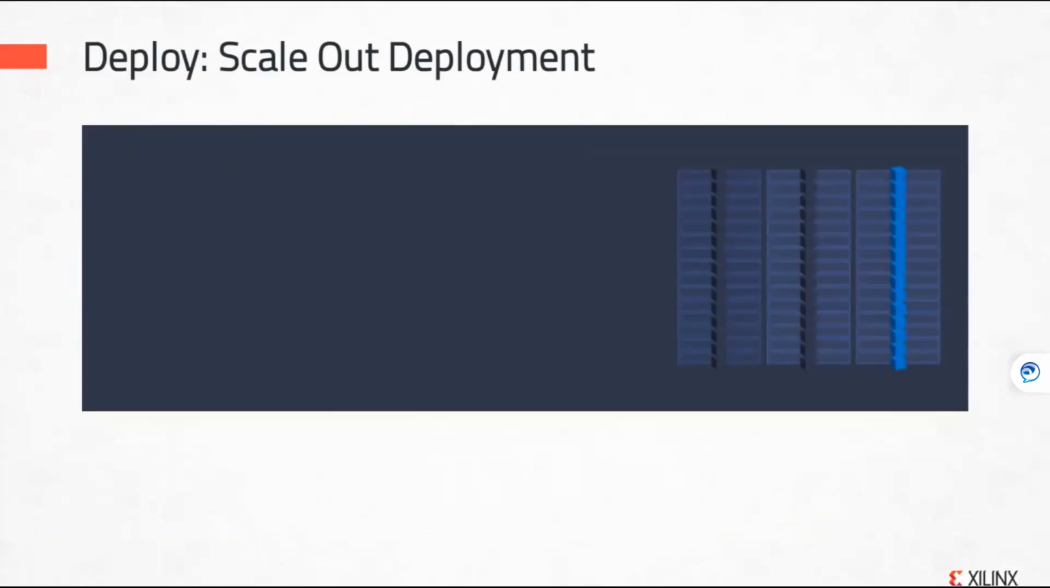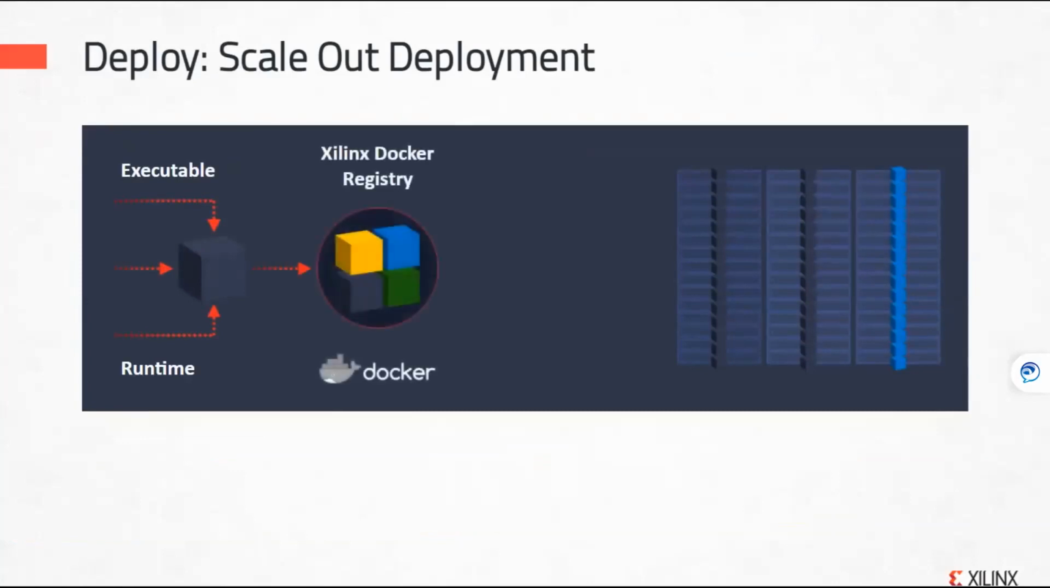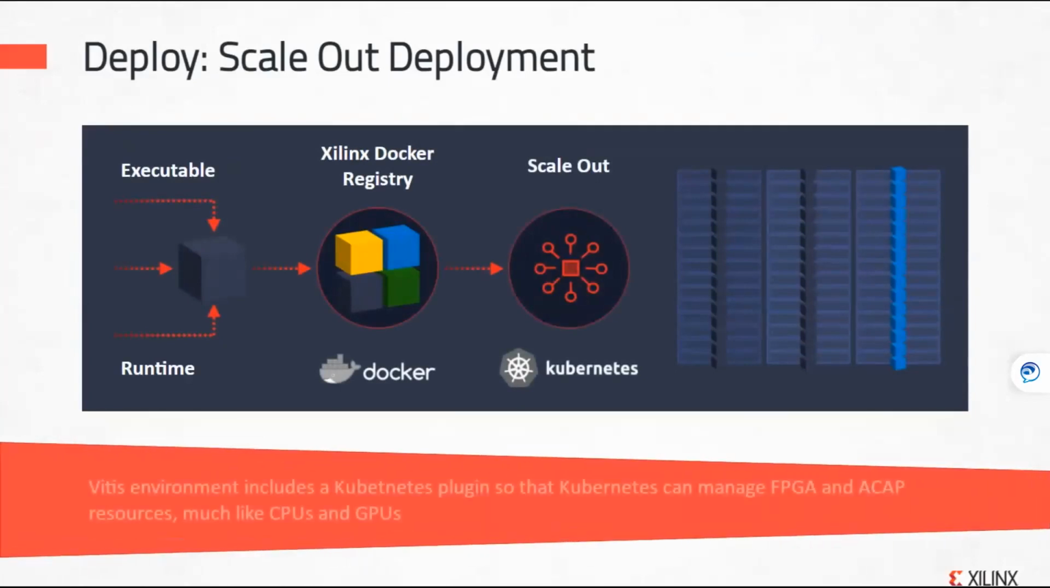For scale-out deployment across a large number of servers in a data center, your application and XRT can be packaged in a Docker container as a service and then deployed using Kubernetes. The Vitis environment includes a Kubernetes plugin so that Kubernetes can manage FPGA and ACAP resources, much like CPUs and GPUs.